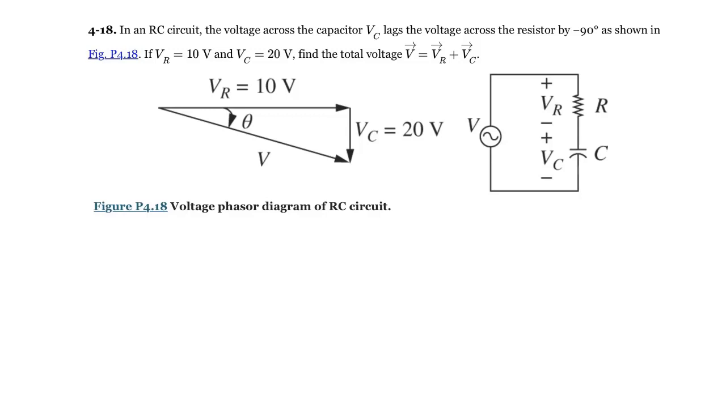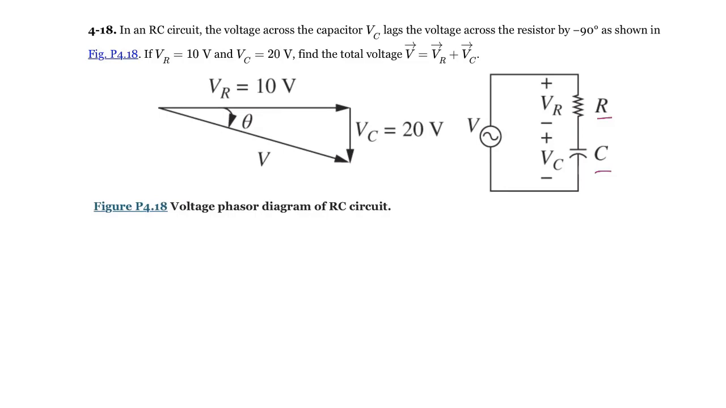Today we're going to work on worksheet 4B. The first question says that we have this circuit over here to the right, and the voltage through the capacitor lags the voltage across the resistor. So this is the resistor, this is the capacitor. They're telling us what the voltage is, and they've actually given us a picture.